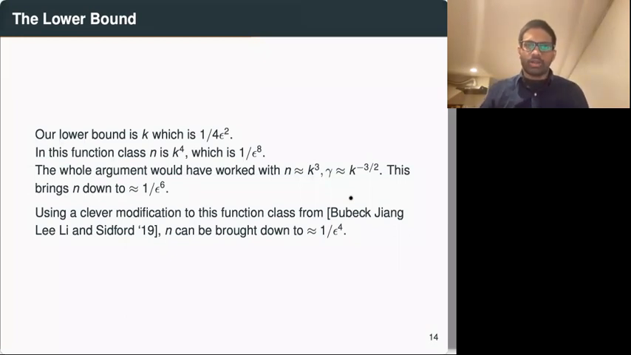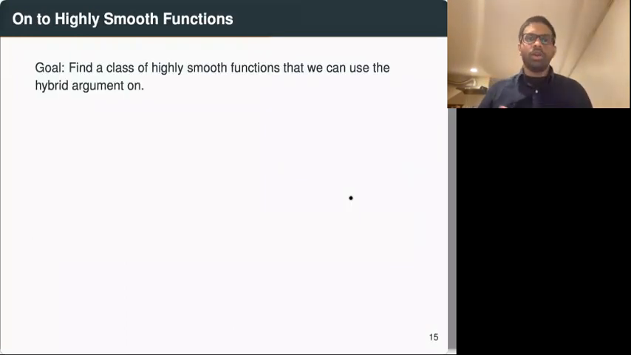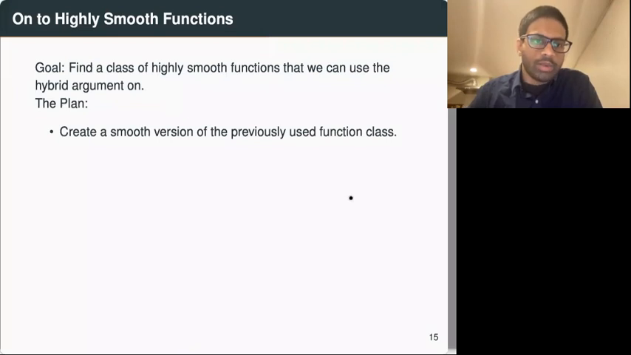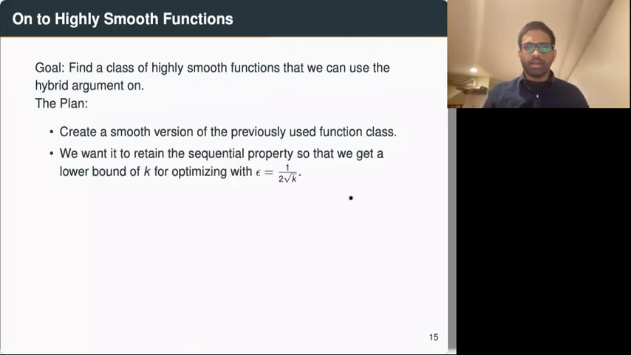Now I'll be moving on to the higher order convex optimization setting. But it basically uses the same function as the base. Right? So our goal is now, we want a class of highly smooth functions. We had just a maximum of various planes, which wasn't even differentiable. But now we want a class of highly smooth functions. And our plan is that we're going to just create a smooth version of what we used previously. The hope is that just by taking the non-smooth versions and smoothing it out, you wouldn't have changed it much. And so it should retain the property that you will learn the vectors one at a time. And so you need a lower bound of k for optimizing with the same epsilon.